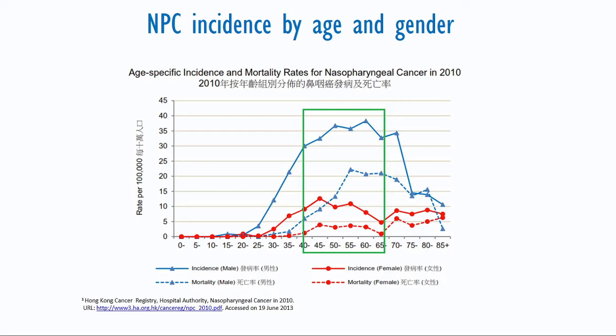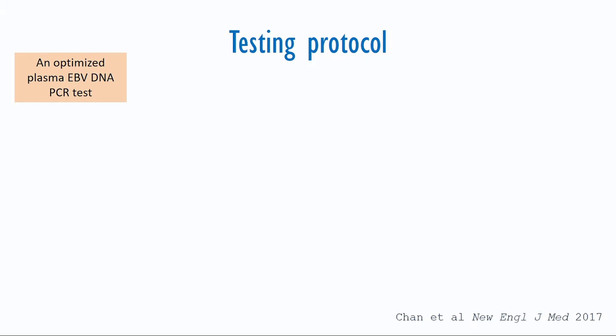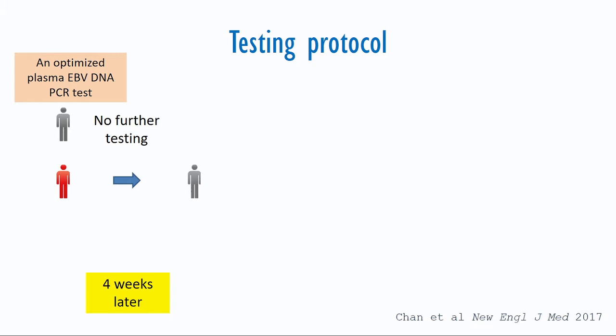So this is our testing protocol, because now we have to detect early cases. The number one thing we had to do was optimize our PCR assay to improve its sensitivity. After we've done that, we went out to the community, went to all 18 districts in Hong Kong, and we recruited individuals, and we tested them in real time. If they tested negative, then we'll leave them at that. If they tested positive, because someone with an intercurrent illness, such as infectious mononucleosis, would release EBV DNA into circulation, we don't want to wrongly pinpoint them as having NPC.